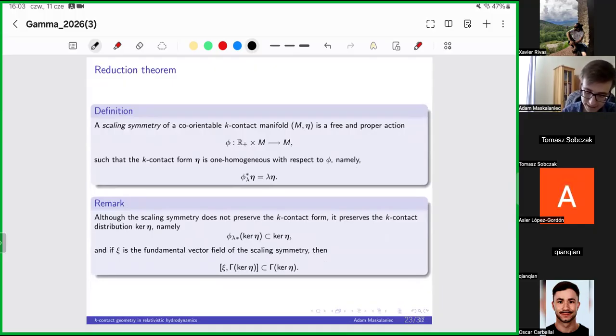So if we are given a scaling symmetry on a co-orientable k-contact manifold, namely a k-contact manifold that admits a global k-contact form, and a free and proper action, that is our scaling symmetry, then we would like to construct a k-contact structure on the quotient by this action. But this k-contact structure will not necessarily be co-orientable, but will be k-contact in this distributional sense. Okay.